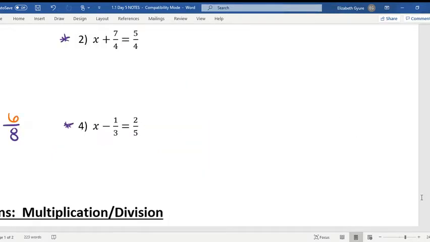So for number 2, we have x plus 7/4 equals 5/4. What opposite operation do we need to do here? Correct, we need to subtract. We're going to subtract 7/4 from both sides. Good. Do we have a common denominator? Yes. So we're good to go. We just need to subtract the top. Class, what's 5 minus 7?